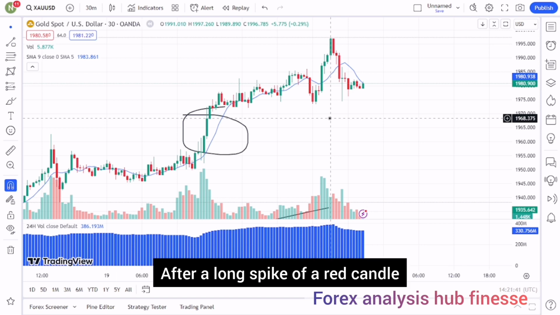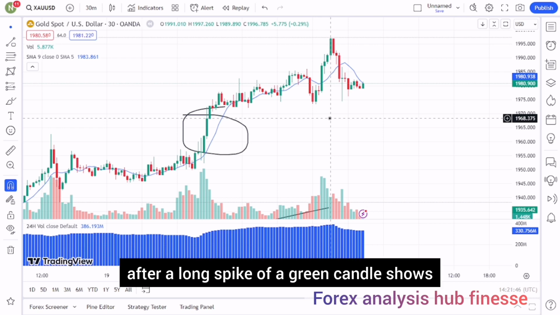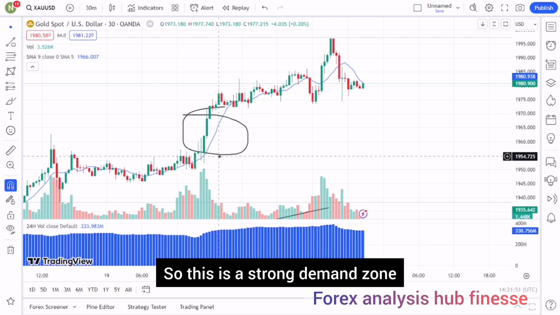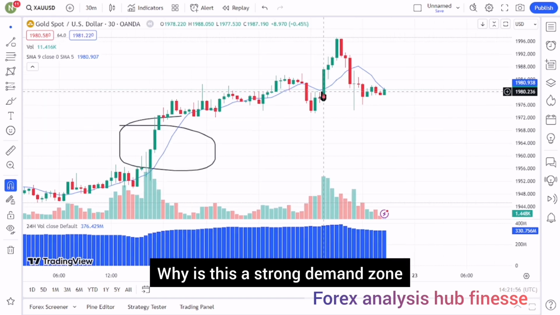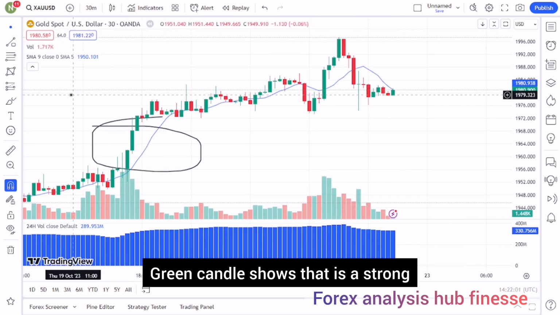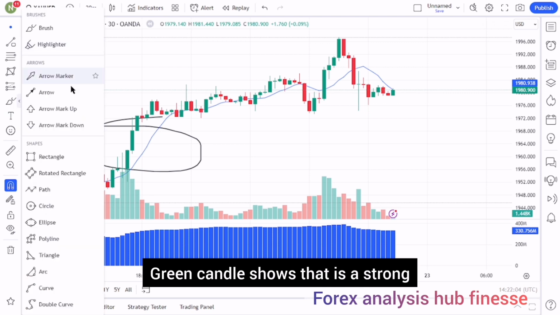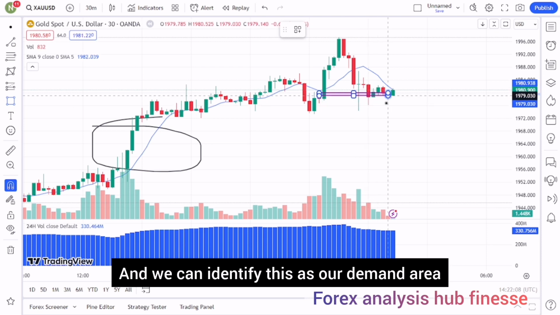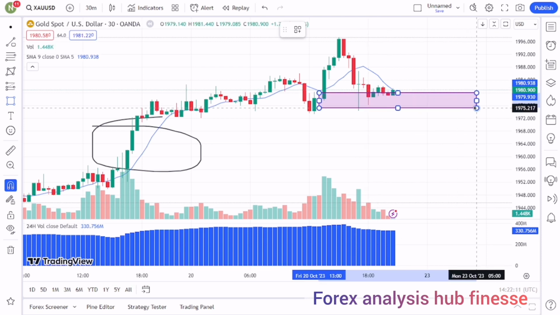A good question will be answered with this. After a long spike of a red candle, it shows that is a supply zone. After a long spike of a green candle, it shows that is a demand place. So this is a strong demand zone. Why is this a strong demand zone? Because we had a long spike of a green candle. A green candle shows a strong support, and we can identify this as our demand area.